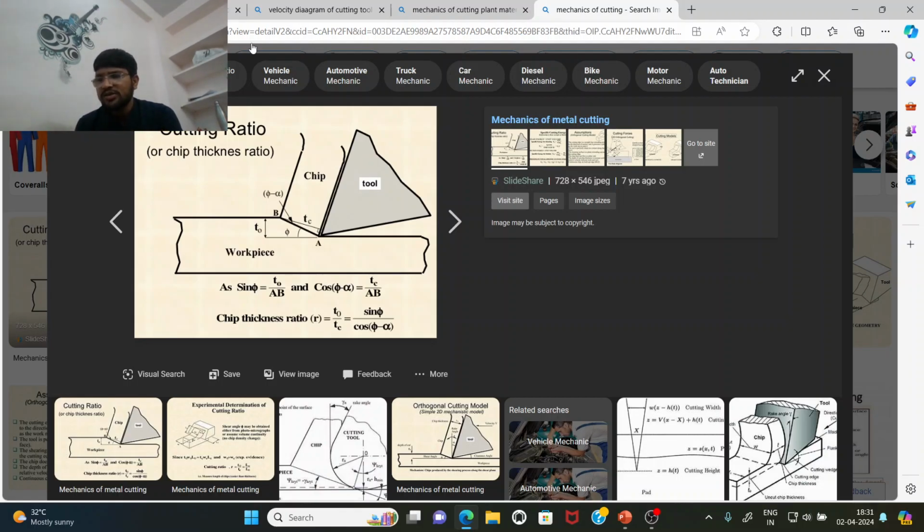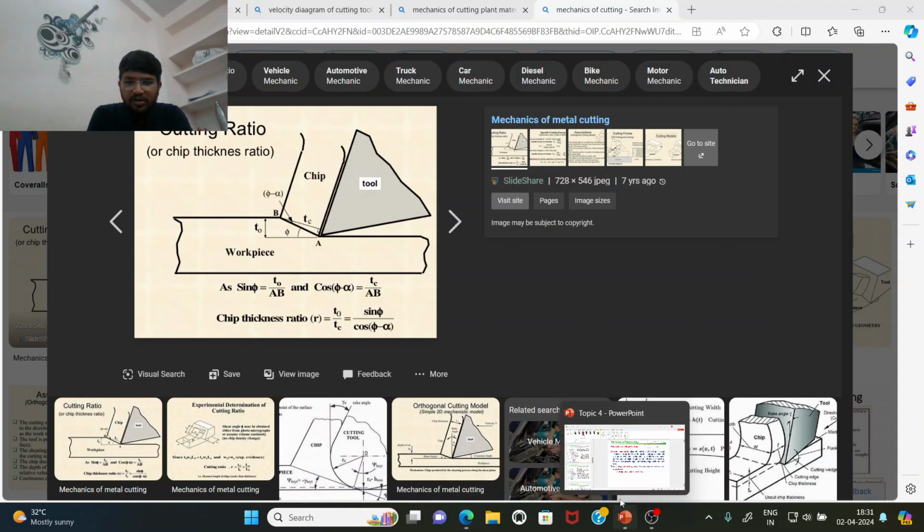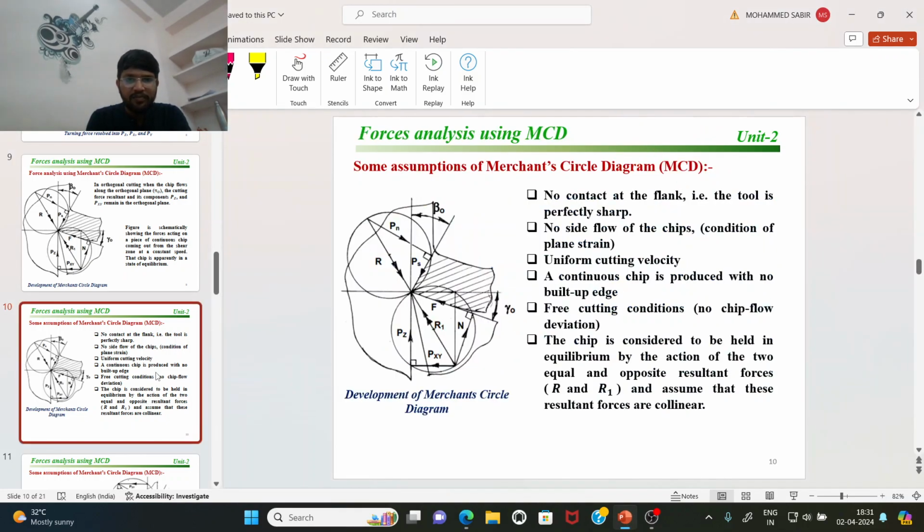There are a lot of assumptions, and then Lee and Shaffer, and an extended version also exists, but fundamentally we want to analyze the first merchant circle diagram, then we will go for the Lee Shaffer and there are a lot of Ernst models. Okay, this is a merchant circle diagram.